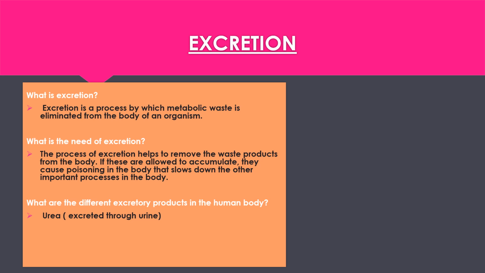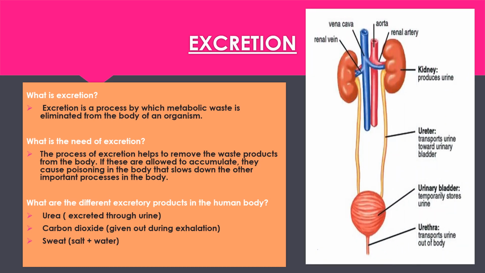Urea, which is excreted through urine, carbon dioxide, which is given out during exhalation, sweat, which is a combination of salt and water. This is the diagram of the human excretory system showing a pair of kidney, a pair of ureter, urinary bladder where the urine is temporarily stored, and urethra which transports the urine out of the body.